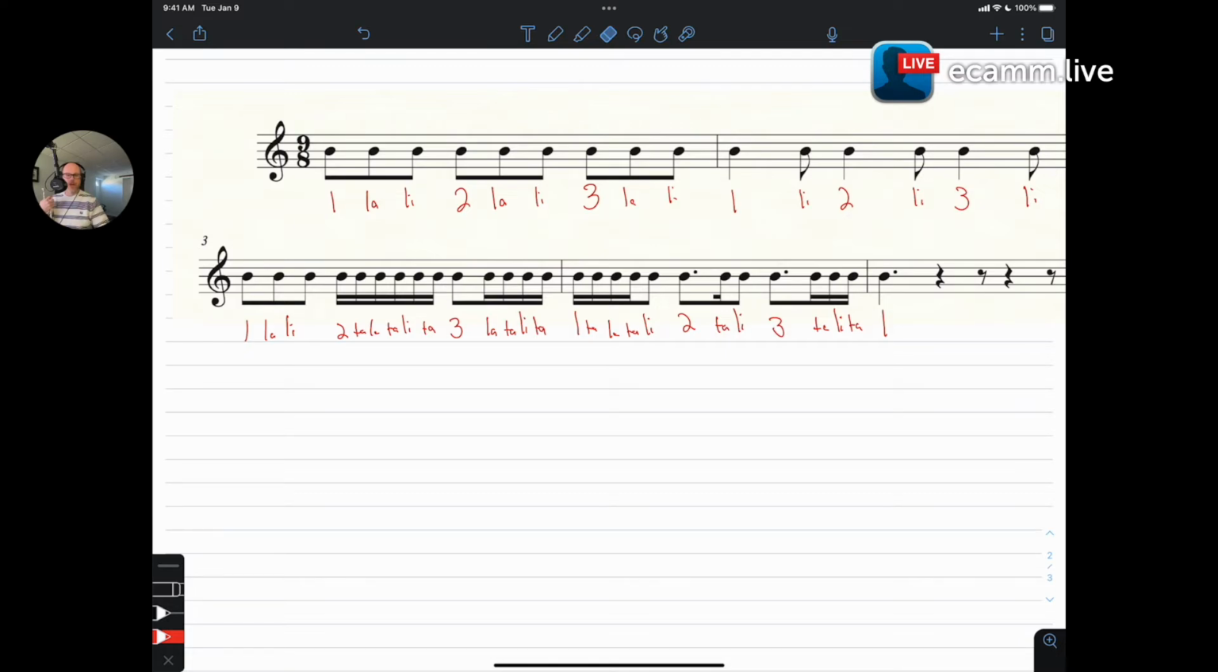So let's slow this one down so that I don't mess it up and so that you get a good start. So we go one la li, two ta la ta lita, three la ta lita. Try that again. One la li, two ta la ta lita, three la ta lita. Okay. If you need to, rewind, try that again.